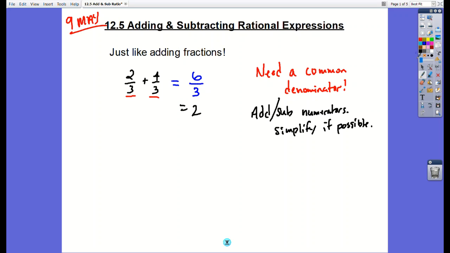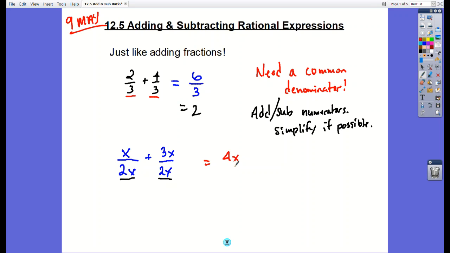So let's change the problem, and let's look at a rational expression. We have x over 2x plus 3x over 2x. So let's not worry right now about the fact that these can be simplified. That's not the point here. The point is just to look at a fairly straightforward rational expression where we already have the same denominator. So if you have the same denominator, simply add or subtract numerators, and then simplify at the end if we can.